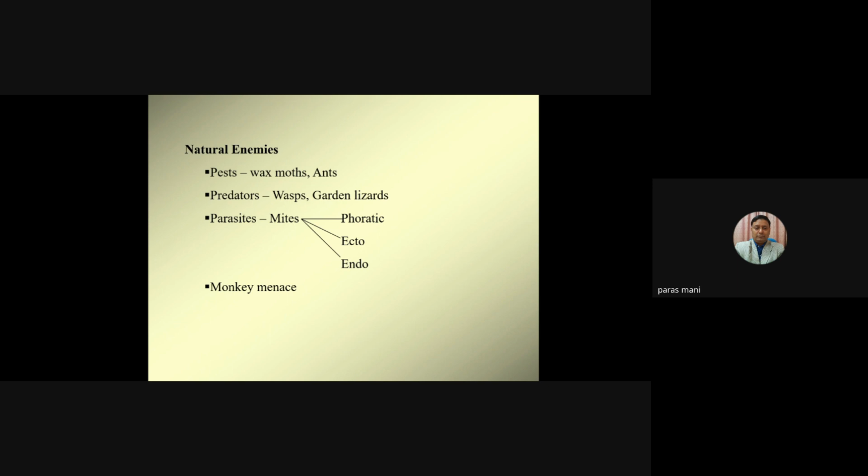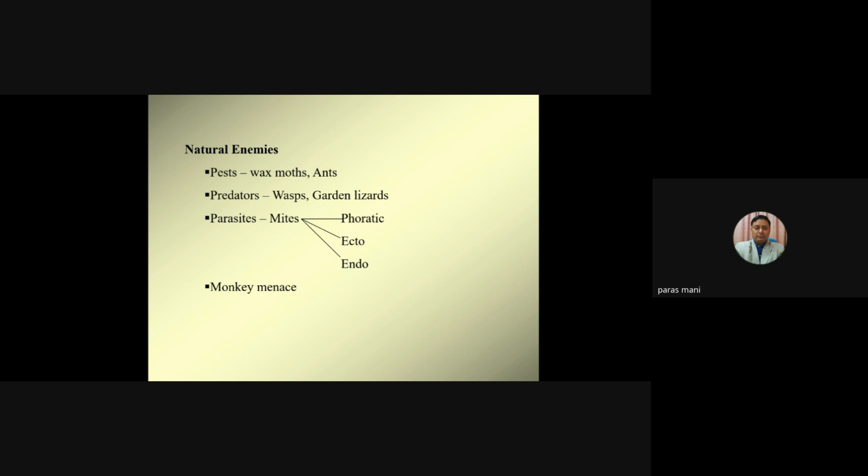Pests is a general term, whichever has ill effects on, say we are now dealing with honeybees. So whatever damages honeybees in any manner is called a pest. It's a general term. It includes everything: predators, parasites, diseases, insects, or any other mammalian pests. It is referred to with respect to insects which damage the honeybees. We can call them insect pests: wax moth and ants.